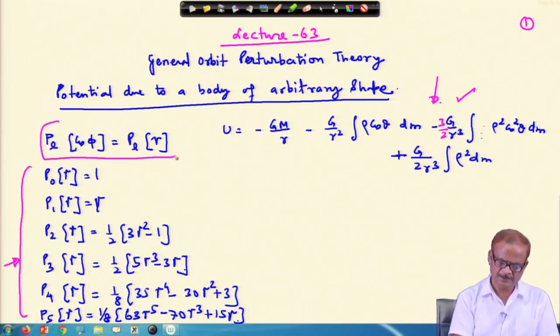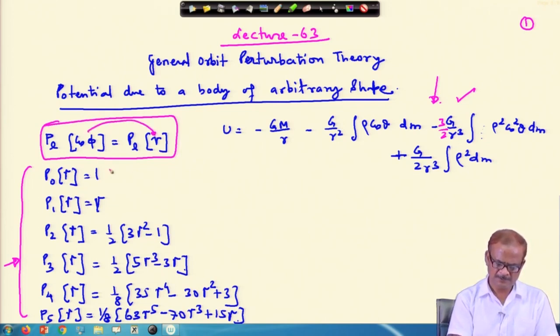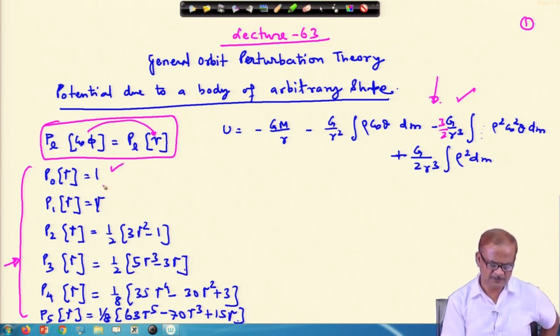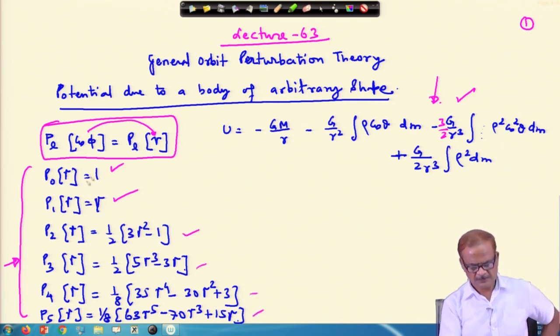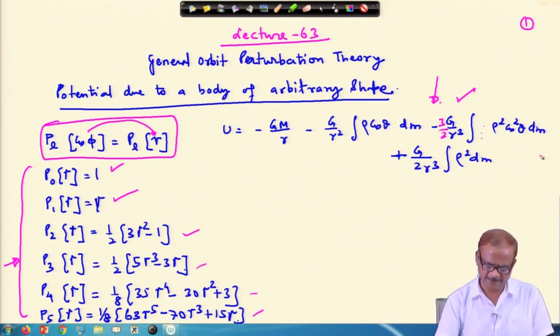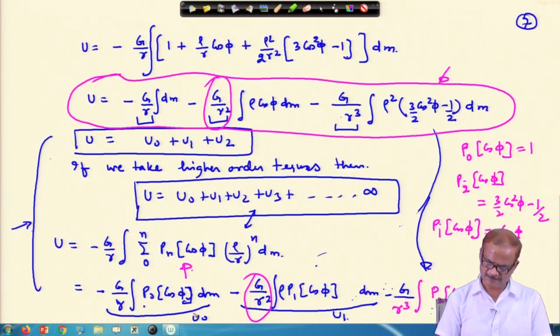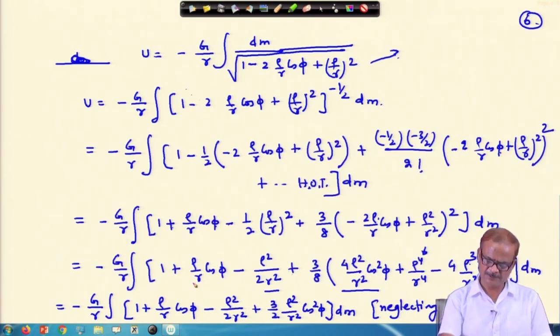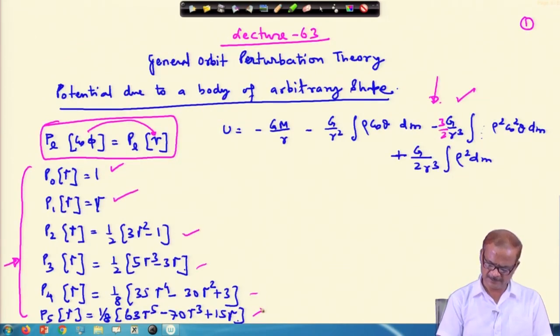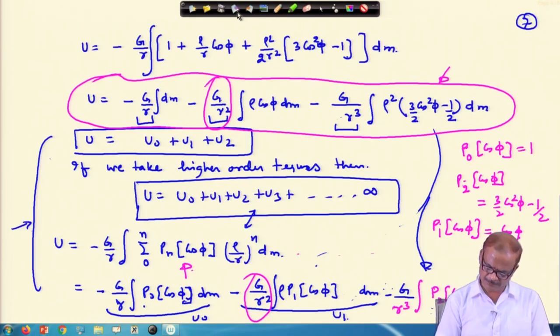So P L cos phi is a Legendre polynomial. I have replaced cos phi in terms of gamma, and then this can be written as P 0 gamma equal to 1, P 1 gamma. If you know this series, you can directly insert and get this expansion. This series is available up to 100 terms, so you can insert it here and you will get 100 terms, and thereafter you need to integrate of course.